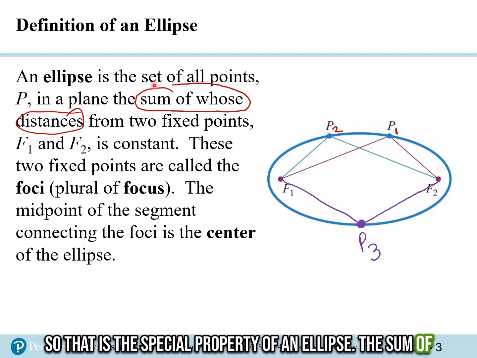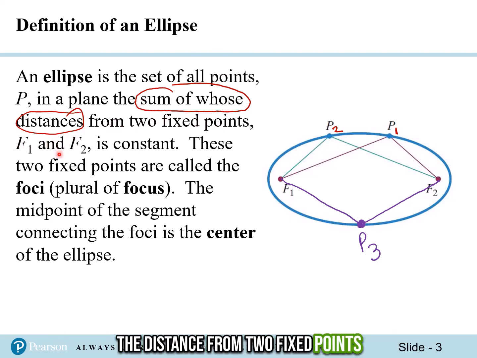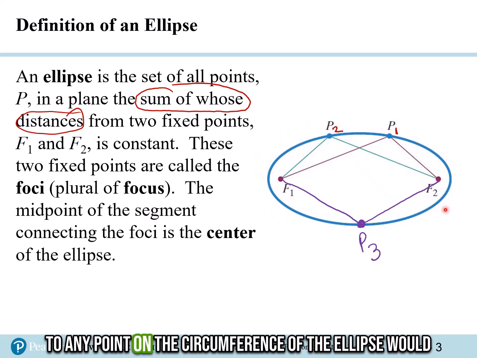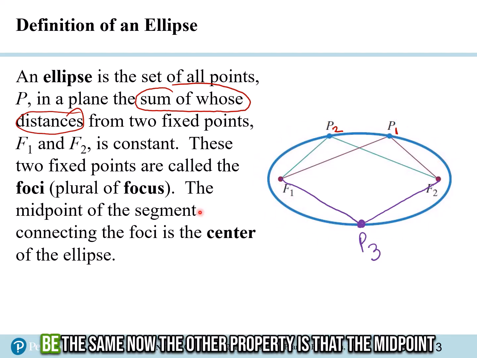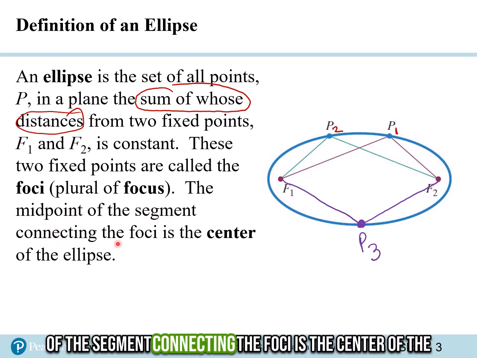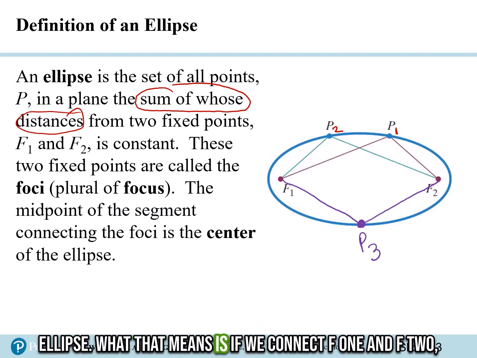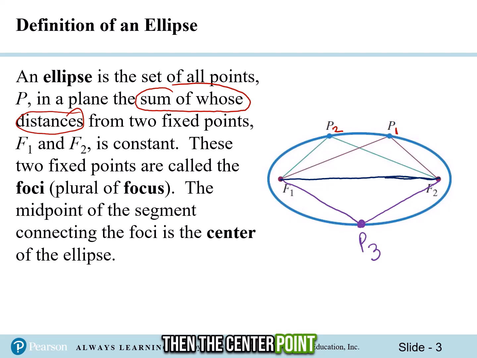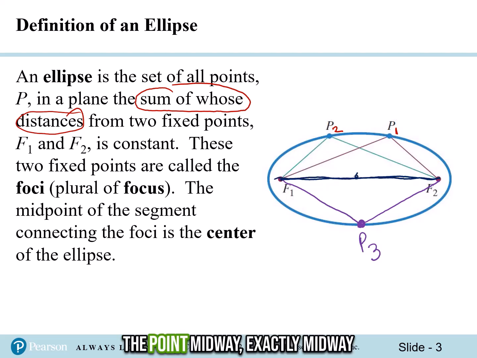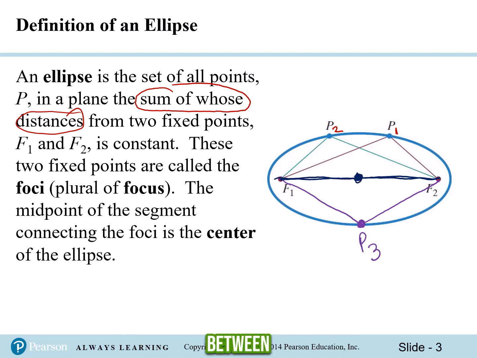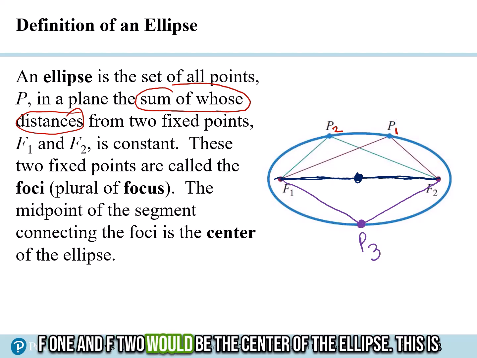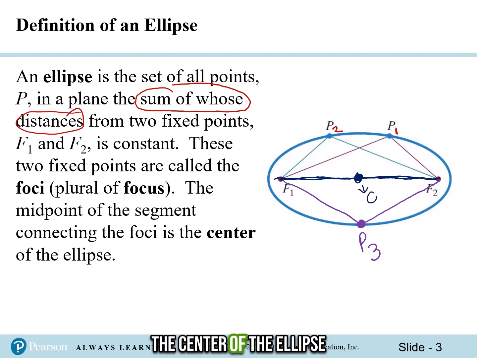The sum of the distance from two fixed points to any point on the circumference of the ellipse would be the same. Now the other property is that the midpoint of the segment connecting the foci is the center of the ellipse. What that means is if we connect F1 and F2, then the center point of this line, the point exactly midway between F1 and F2, would be the center of the ellipse. This is the center of the ellipse.